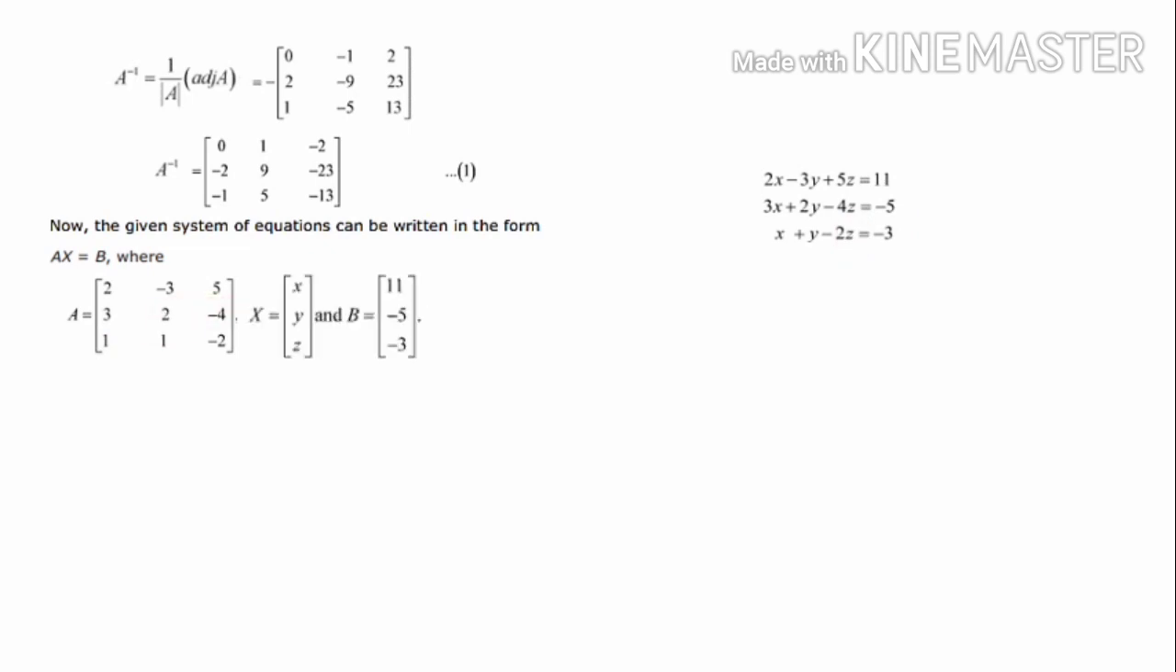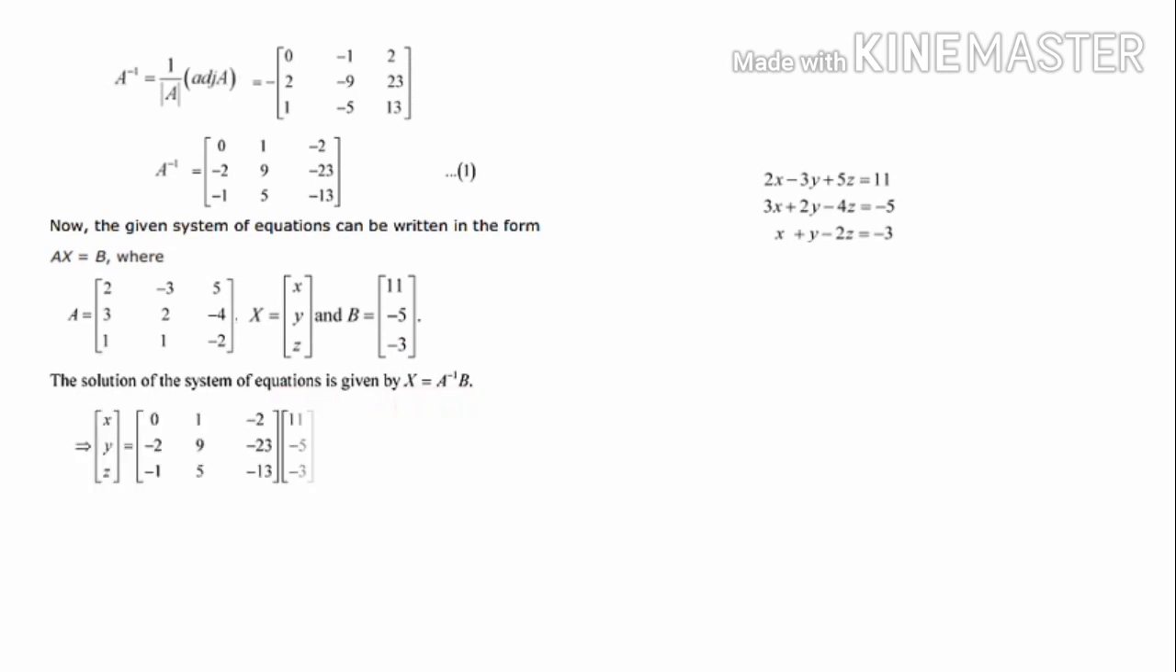Then X is our variable matrix, that is x, y, z, and B is the constant matrix, that is 11, -5 and -3, written here column-wise. The solution of the system of equations is given by X = A inverse B, that is the formula. We know X is our variable matrix x, y, z. A inverse we have calculated, B we have. So just substitute the values.